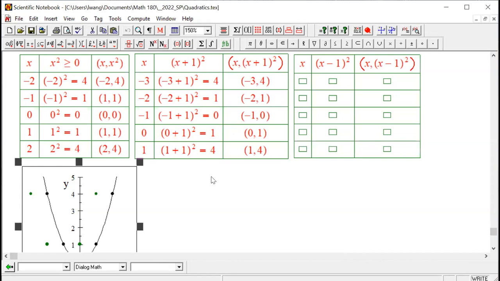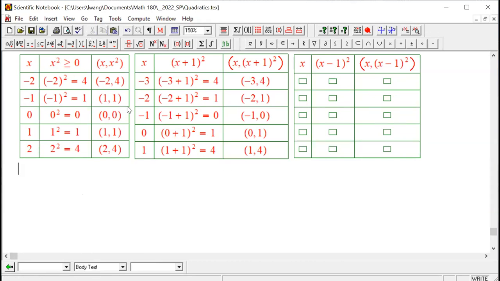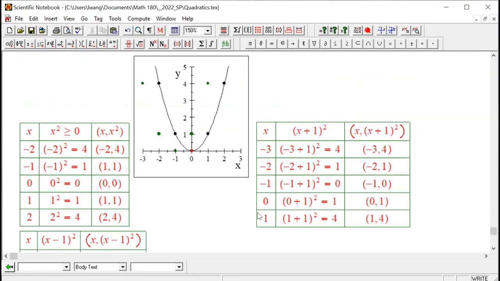Let me put this picture in between. Okay, we'll put this picture in between. For the same output 4, right? For the same output 4. Okay, the same level 4. On x squared, it can be achieved at -2 and +2. But on x plus 1 squared, it will be achieved at -3 and 1. So at -3, we get a 4. At 1, we get 4.